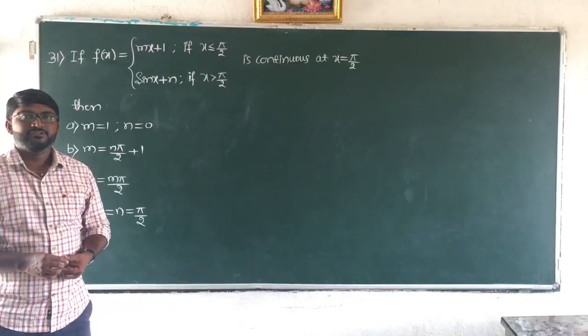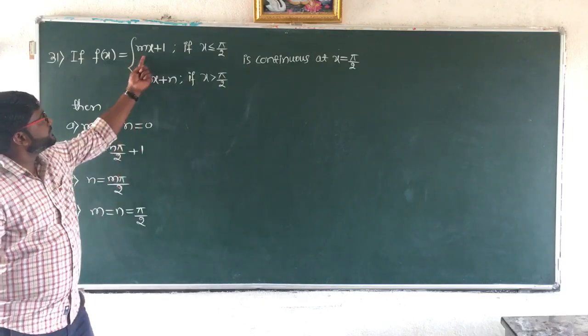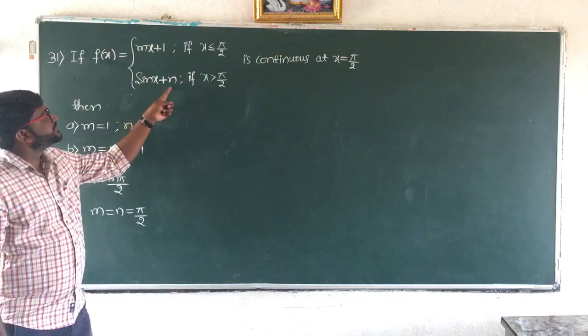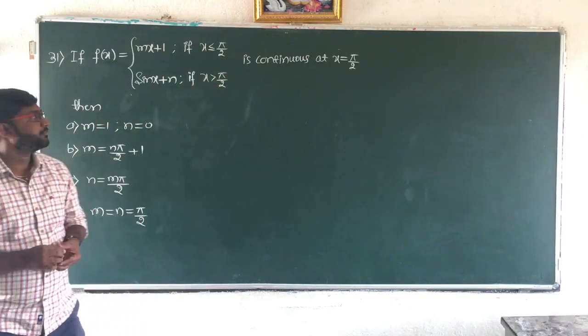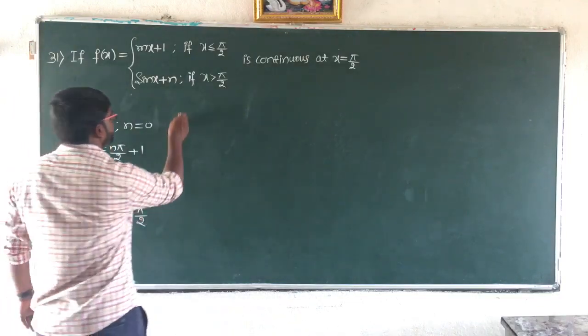The next question: if f of x is equal to mx plus 1 if x is less than or equal to pi by 2, and sin x plus n if x is greater than pi by 2, is continuous at x equal to pi by 2, then he has given 4 options. So see here, we solve this.